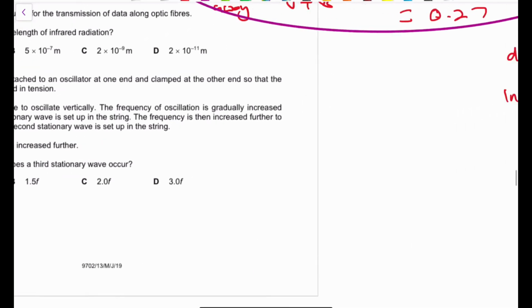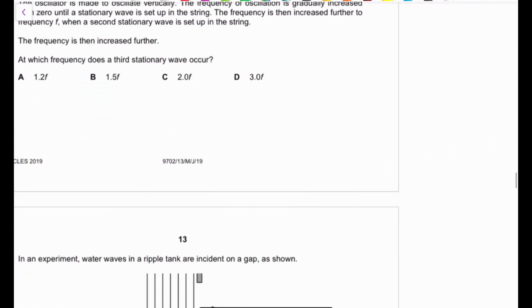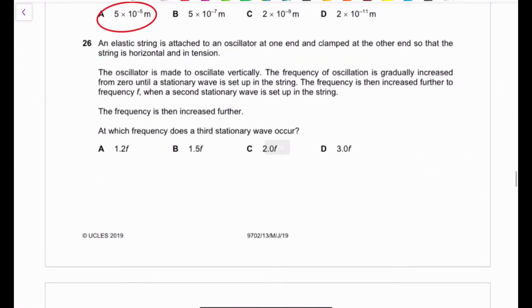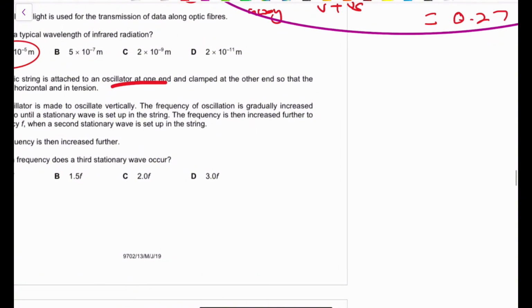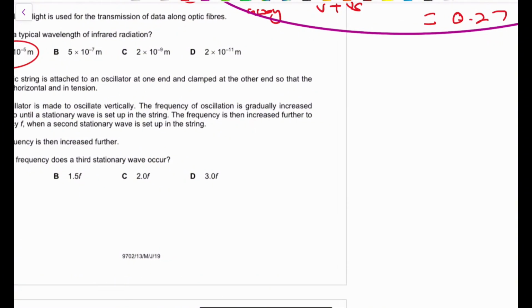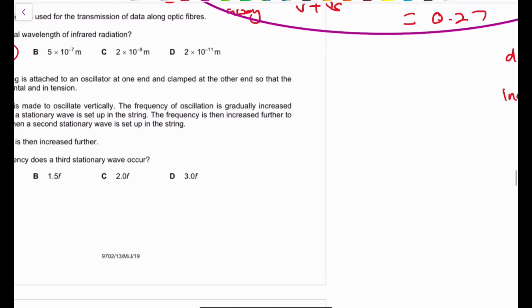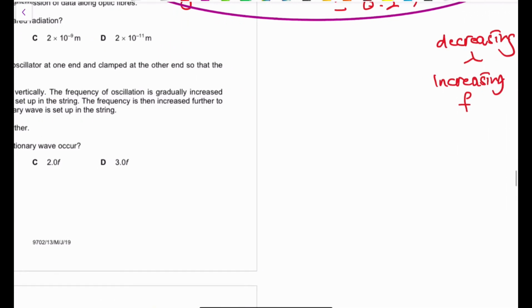Very important. Move on to question 26, okay? We've been given an elastic string that is attached to an oscillator at one end and clamped at the other end so that the string is horizontal and in tension. So let's draw this up. Again, I highly recommend you draw some diagrams. It makes life so much easier the moment you start drawing your diagram.